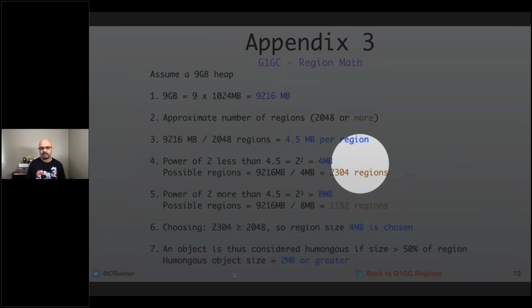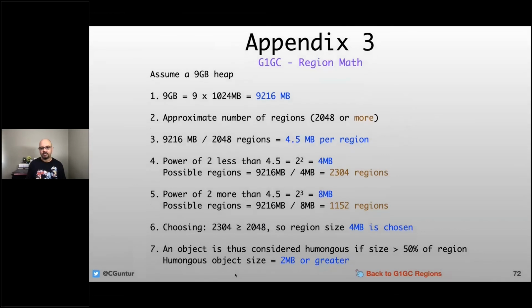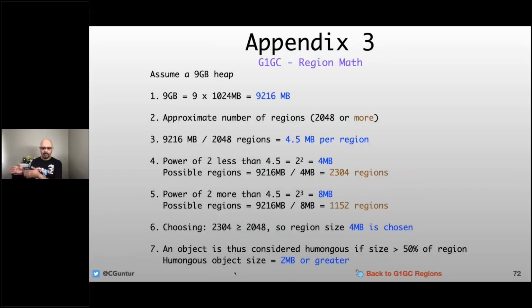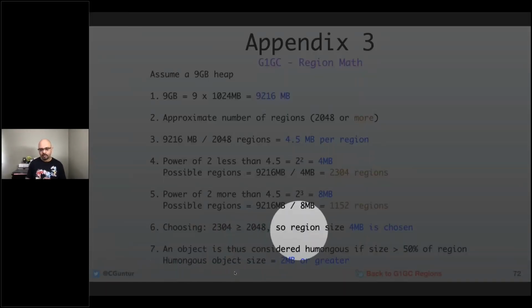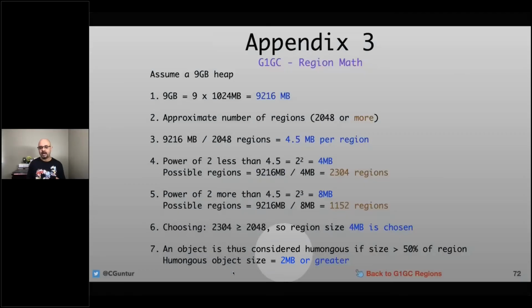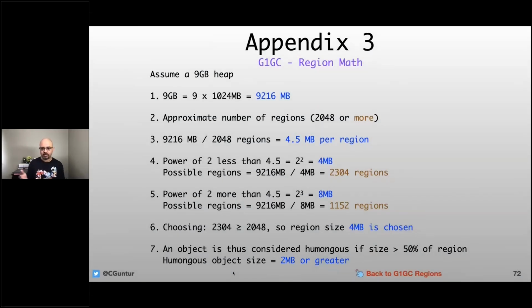But we already declared that the number of regions should be 2048 or more, so logically it will pick the 4 MB regions and create regions of size 4 MB. When it does this, it also knows and is intelligent enough to figure out that any object that is greater than 50% of the region is called a humongous object. So any object that is greater than 2 MB will become a humongous object and get its own region.